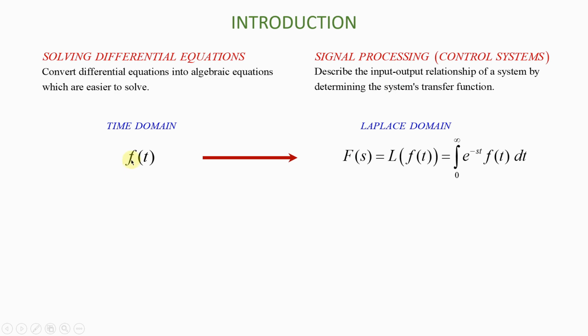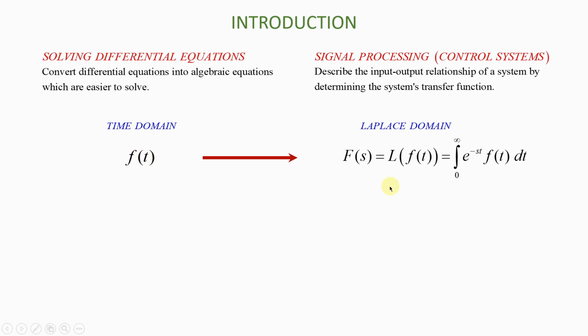So you can see here you have small f, but here you have capital F. And also in the time domain, your function is a function of time. That is why you see t. But in the Laplace domain, this function, after it has been transformed, becomes a function of s, okay? And capital F(s) here is pretty much the Laplace transform of this function f(t).